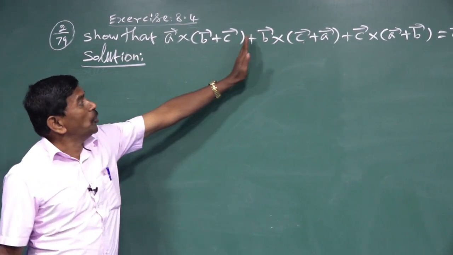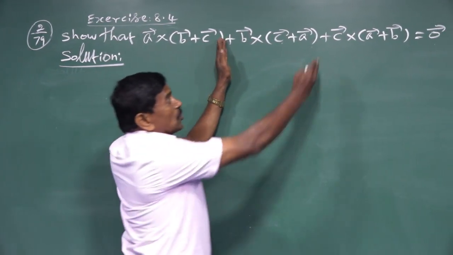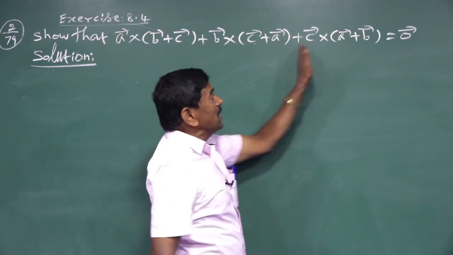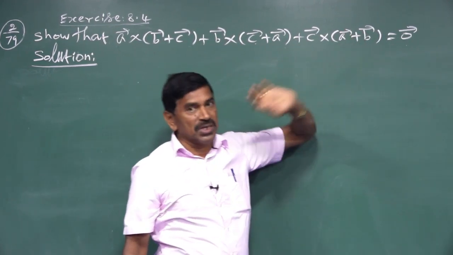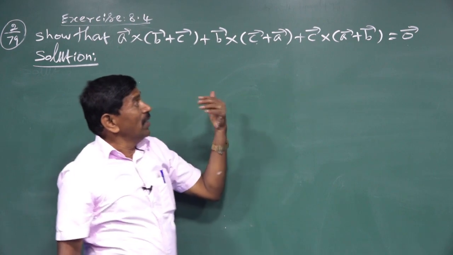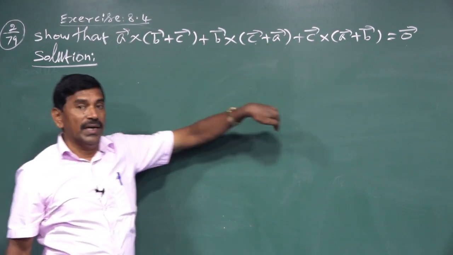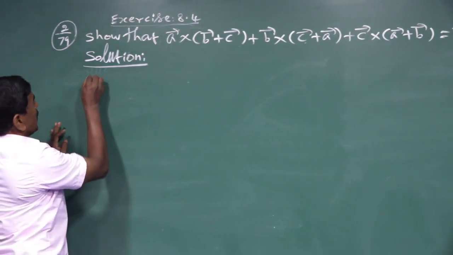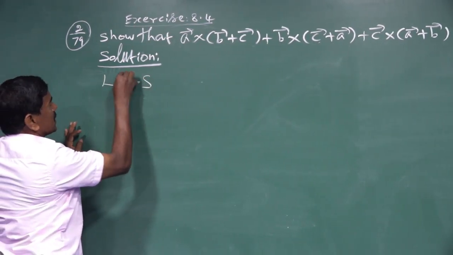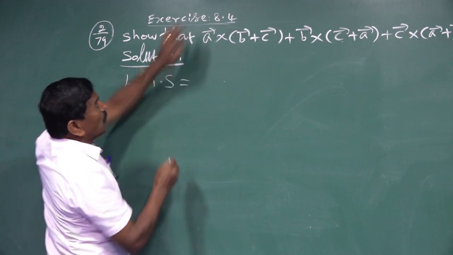So that is, listen, first term, plus second term, then plus third term. There are 3 terms. Now let us prove LHS equal to RHS. So first you take LHS. Listen, LHS is equal to, listen.